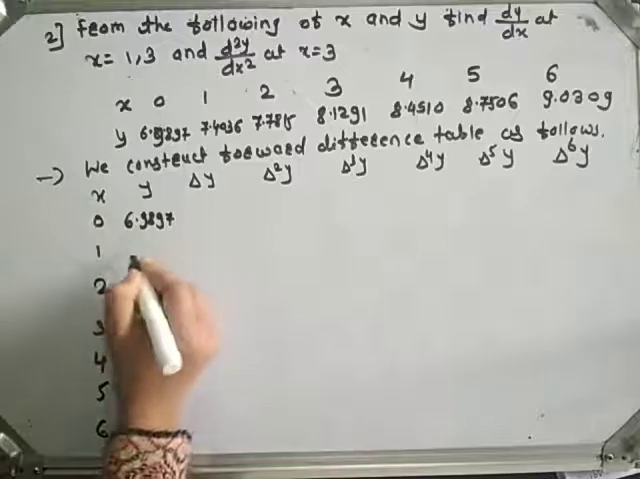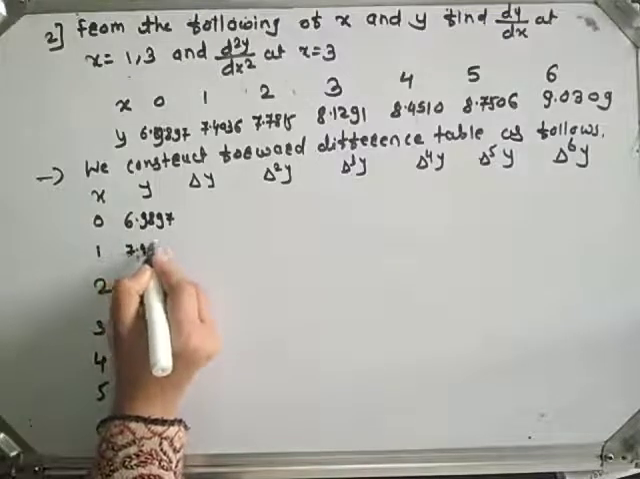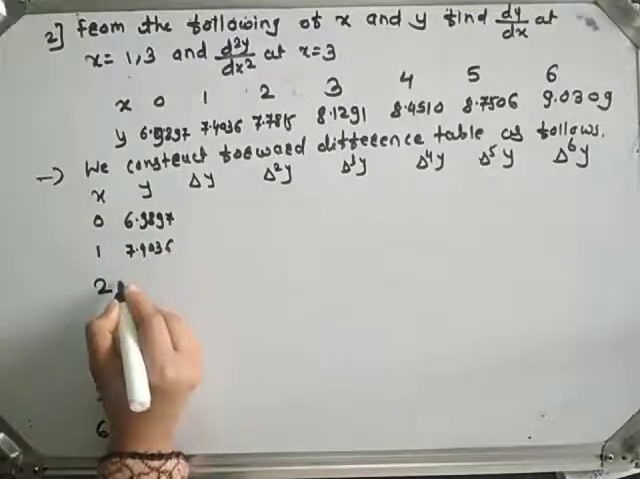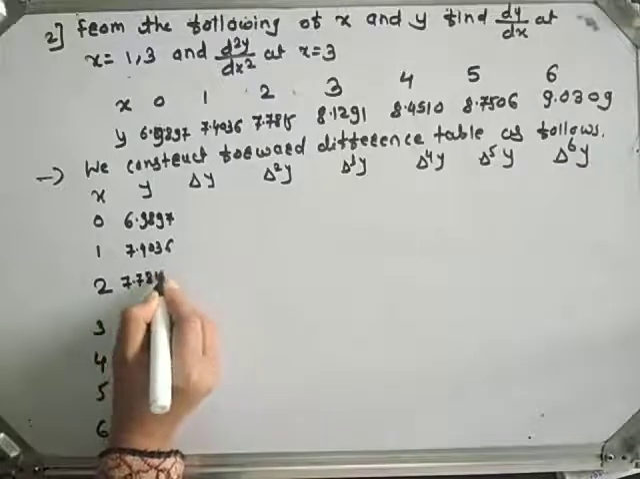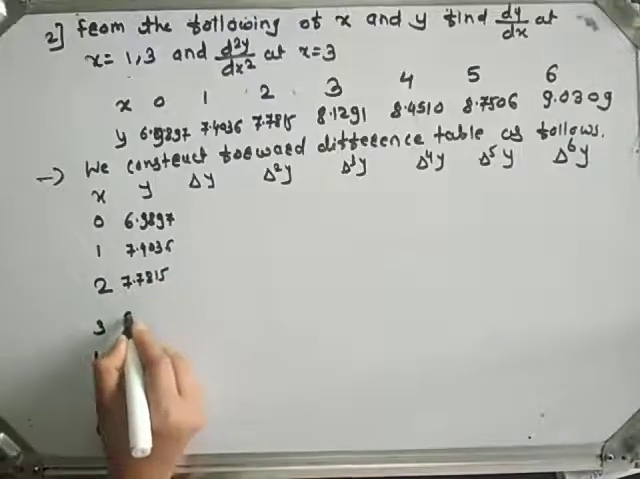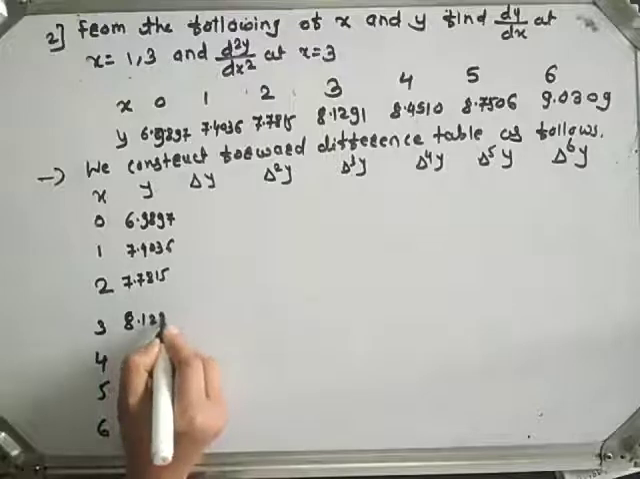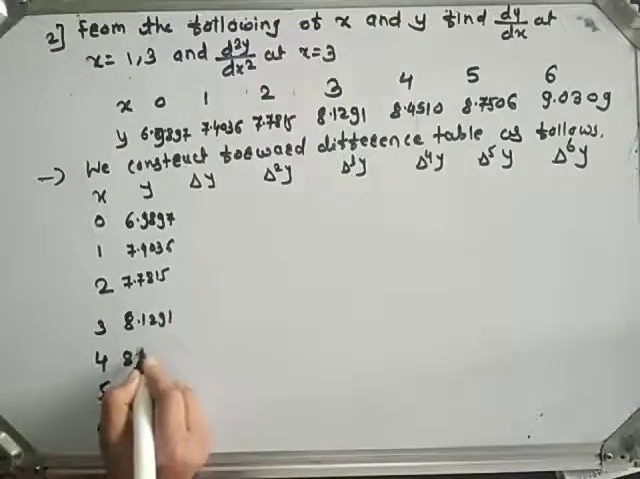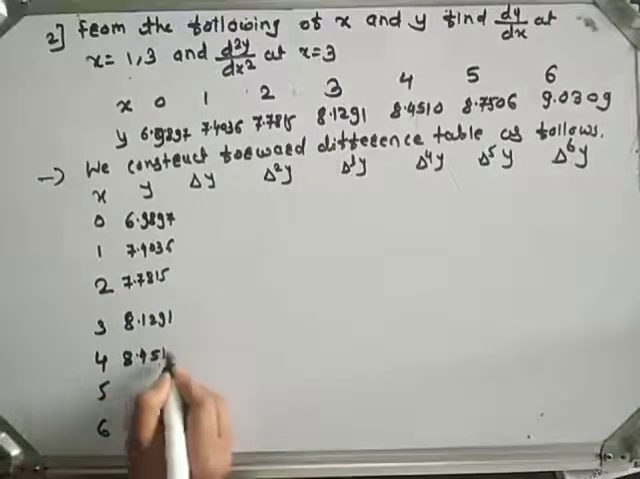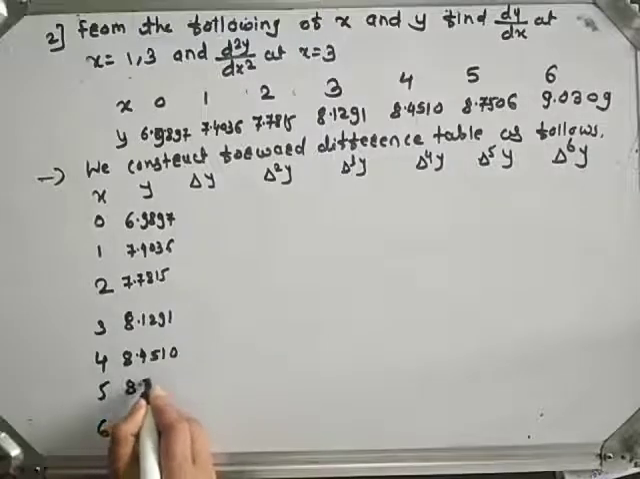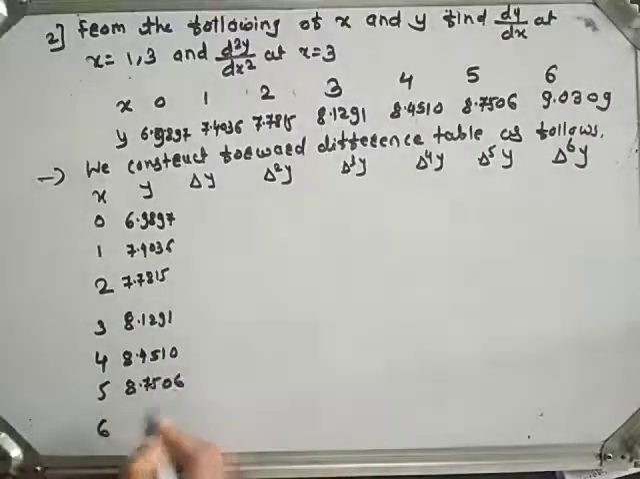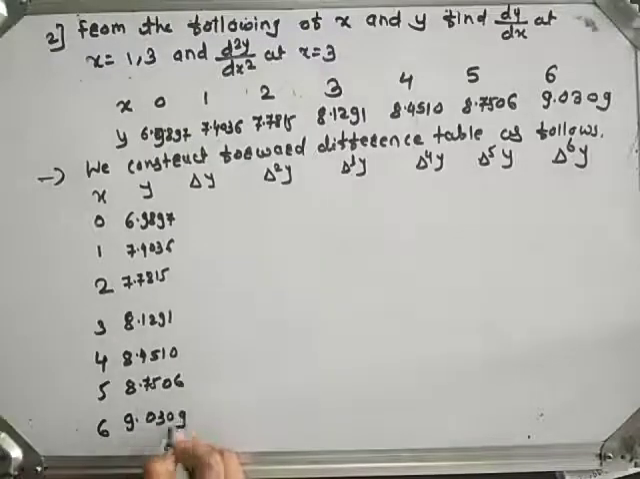Okay. Here y is 6.9897, 7.4036, 7.7815, 8.1291, 8.4510, 8.7506, 9.0309.